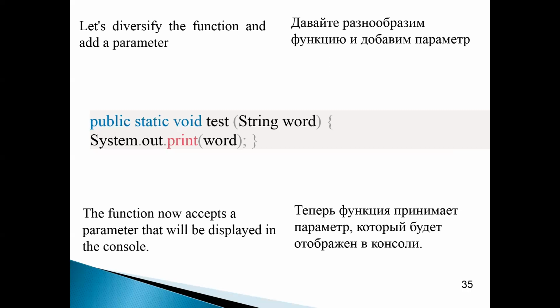Let's diversify the function and add a parameter. Please look carefully in this code that's located in the middle of the picture. The function now accepts a parameter that will be displayed in the console.